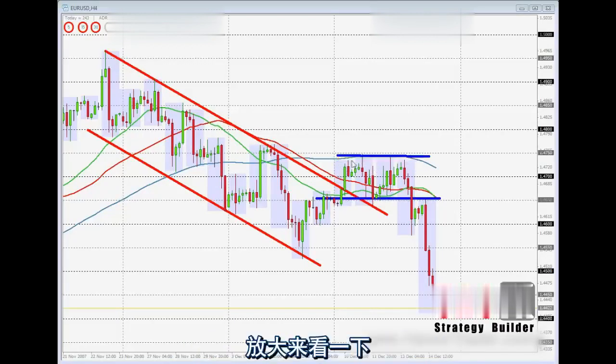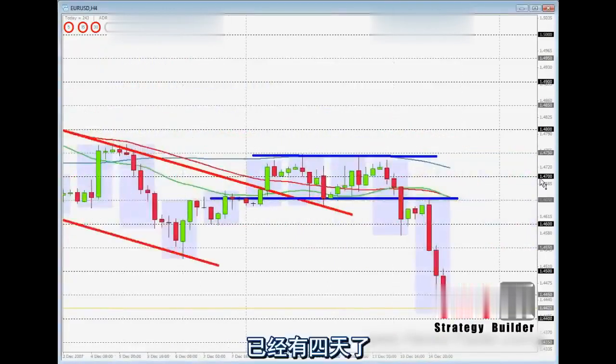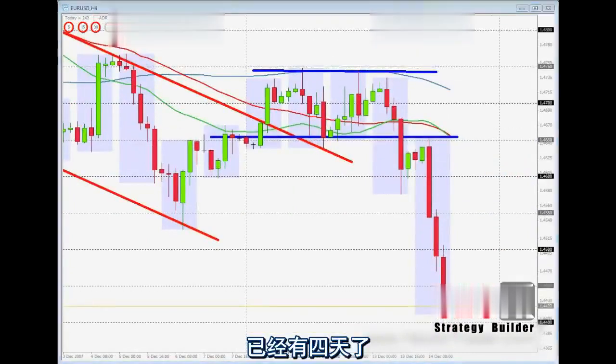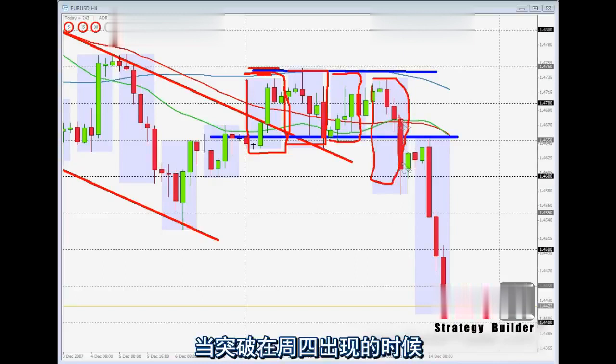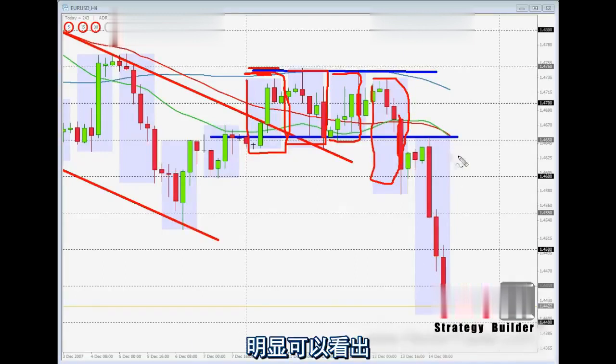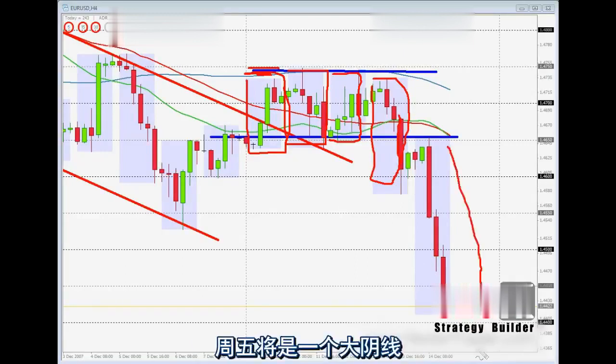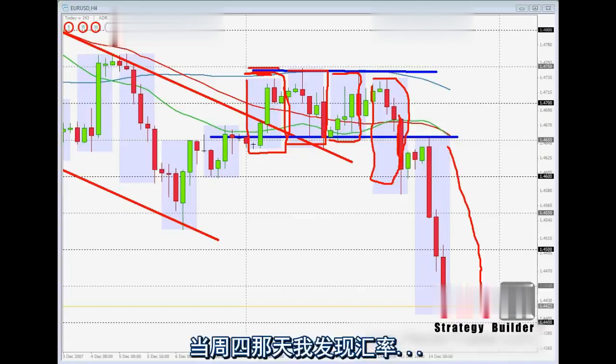Actually, let me zoom in a little bit so you guys can see how price topped out at that level quite a few days in a row, actually 4 days in a row. This was Monday's price action, this was Tuesday's, Wednesday, Thursday, and as the breakout happened on Thursday, it was a clear signal that Friday was going to be a bear's day, a bearish day. It was very clear in my opinion.